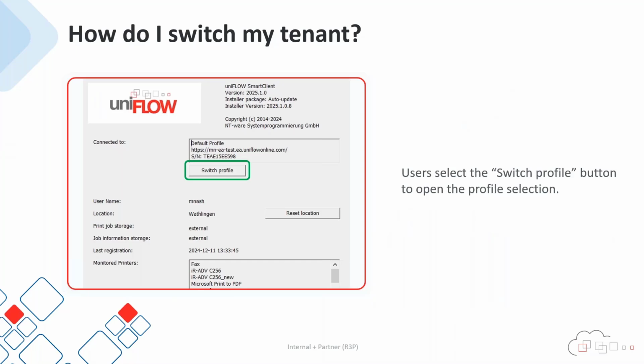So changing tenants couldn't be any easier. Users simply need to click the switch profile button in the SmartClient. Before printing, they can switch to these profiles to access the environment that corresponds to their current location where they're actually sat. This ensures that they have all the necessary printing settings that can be downloaded from the tenant to their SmartClient. It's really that simple. Now that we understand the process, let's explore how this feature can enhance user experience in the real world.